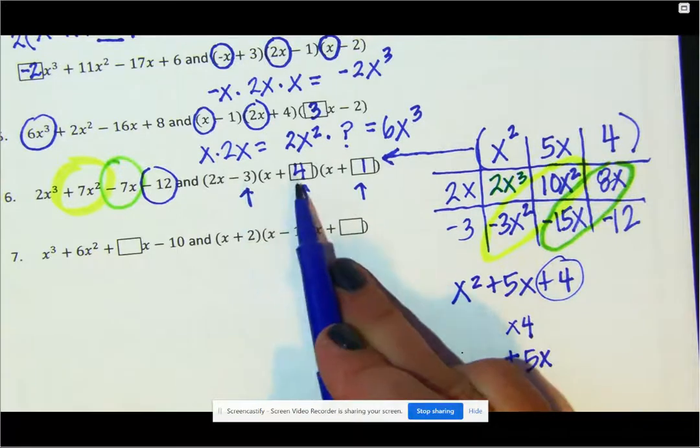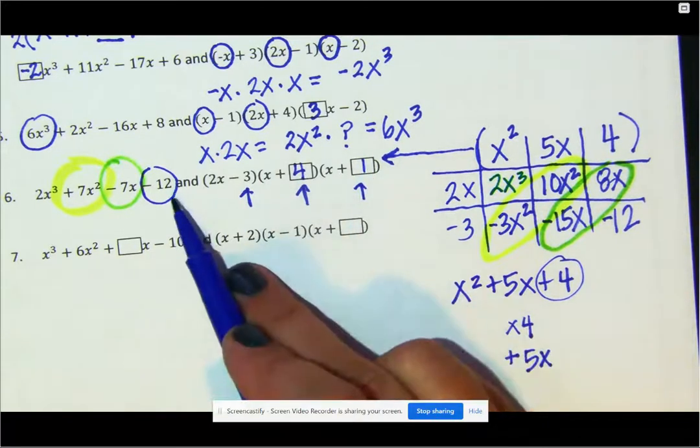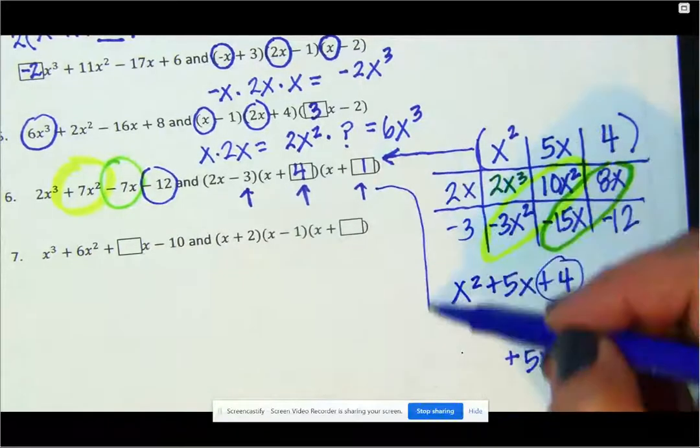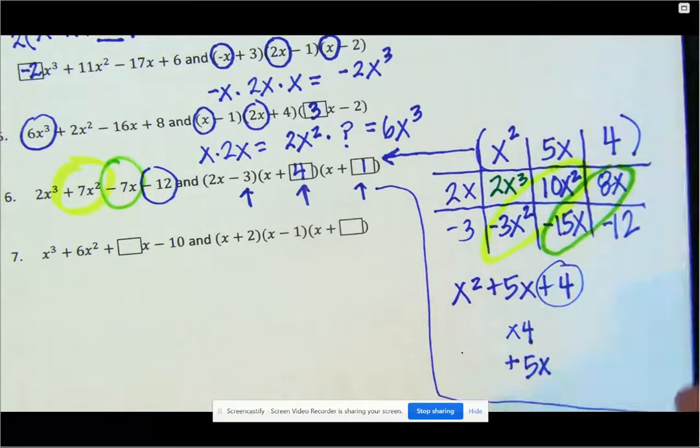And now you can double check. Negative 3 times 4 times 1. Yes, that would make a negative 12. Okay, a little bit more complicated. All right, last one.